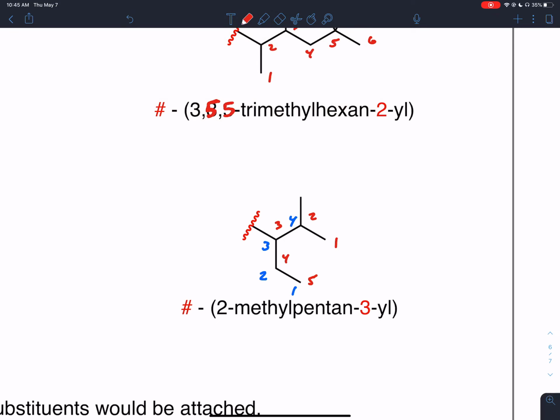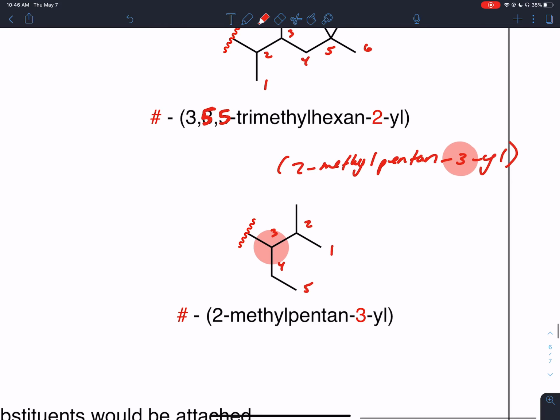Okay, so the blue numbering was incorrect. The red numbering provided ahead of time is correct. We would say then complex substituent at the 2 position, there is a methyl group. And overall, that substituent or complex substituent is 5 carbons. So we say pentan, and it is at the 3 position on our complex substituent that we have the position of free valence that is connecting to the parent hydrocarbon.